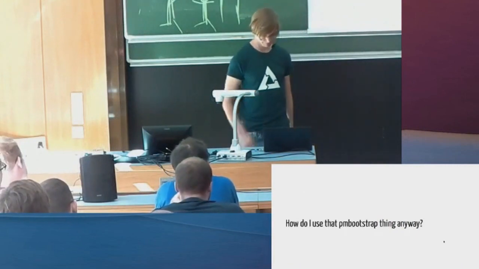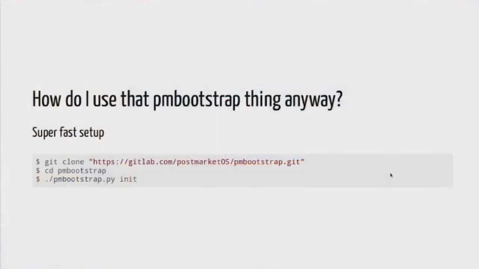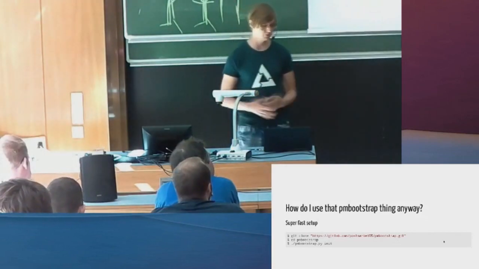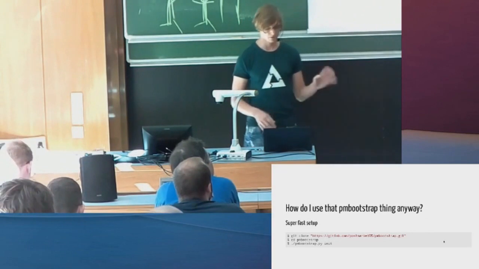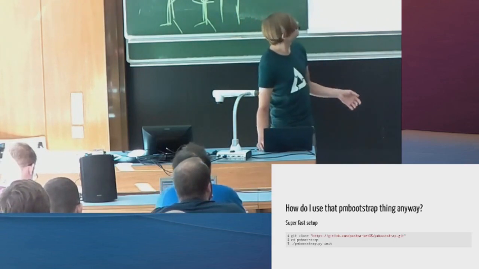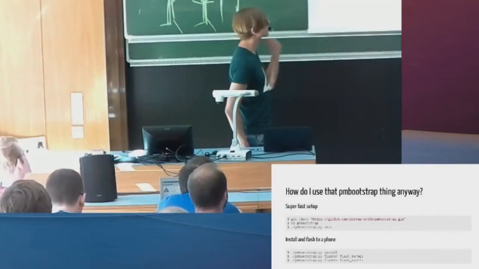I mentioned this pmbootstrap tool. You might want to know how to use it. As I mentioned, the setup is pretty easy. You just run git clone from the GitLab URL, then you go into the folder, and then you run the init script, basically. And it will ask you some questions, like which device do you want to port, and which UI do you want to have, Plasma or something else, and where do you want to store all the files. And then it's set up, that's everything. So it's just three steps, basically. Afterwards, you can install and flash it to a phone. Typically, this is done with these commands. You run install, then it builds the whole root file system. Then you flash the kernel, and finally the root file system on your device.